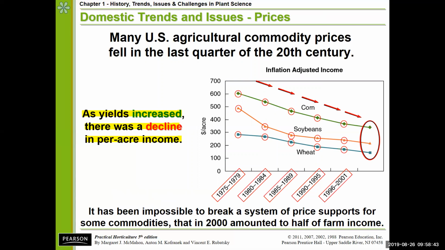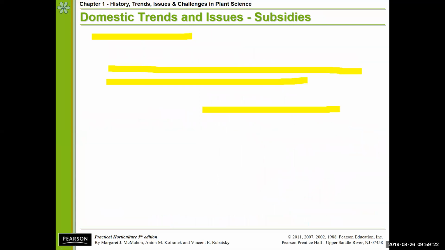prices in the U.S., ag commodities fell in the last quarter of the 20th century pretty heavily. And as the yields increased, there was a decline in the per acre income. Again, going back to that whole issue of supply and demand, we have more of the supply, but the demand remains the same and the price is reduced, which means that less and less money ends up back in the hands of the farmer. So another issue in plant science and technology is how do we get more of that back into the hands of the producer?